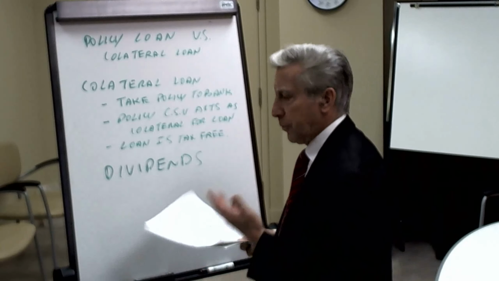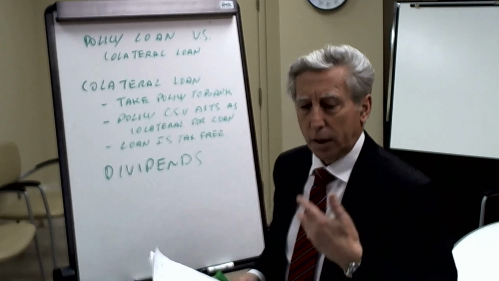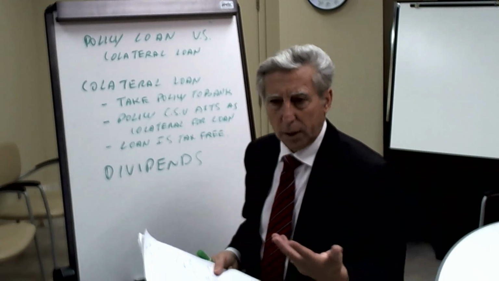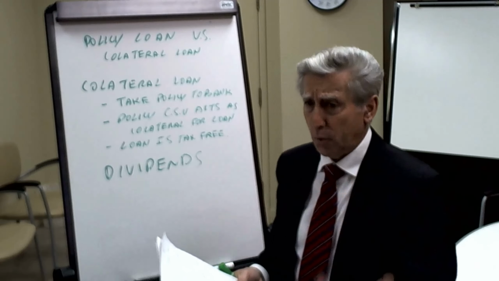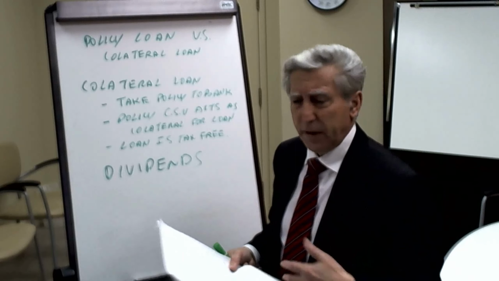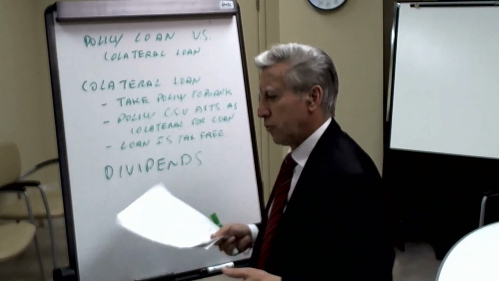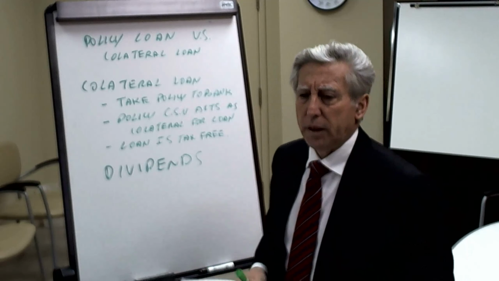If you're taking the dividend, remember there's 5 dividend options. If you're using the dividends to buy paid-up insurance, for example, which increases your coverage, or you're buying term insurance, things of that nature, then there's no taxation on that. So you don't have to worry about that at all. The only time the dividends really are going to be taxed would be in 2 situations.